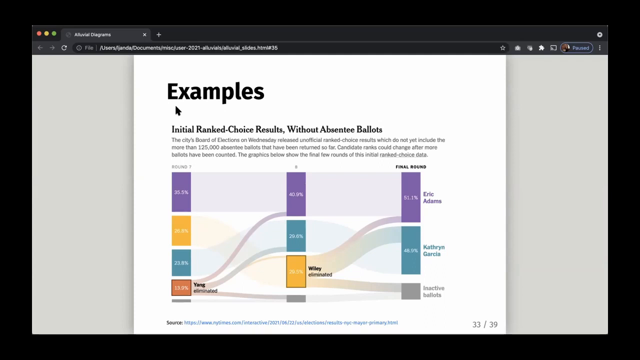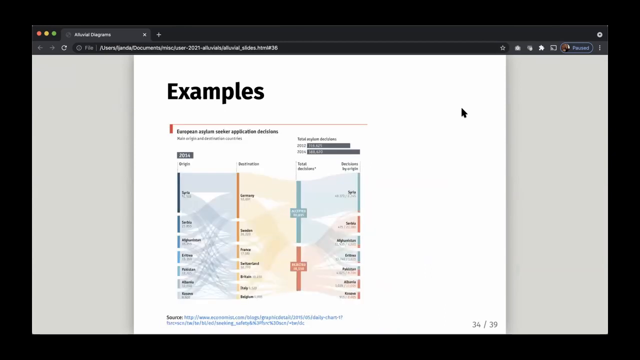So this next one, this alluvial diagram is from The Economist, and it's of refugees, then their origin, and then their destination countries, and whether or not they were accepted or rejected in their decisions. And I think this is really nicely done, although this is a little bit different than what I've recommended for color choice, because these are discrete categories in both cases, an origin and destination. But they've shown them in these sequential color palettes. I see that they were trying to group origin and destination together, so I see what they're doing there.